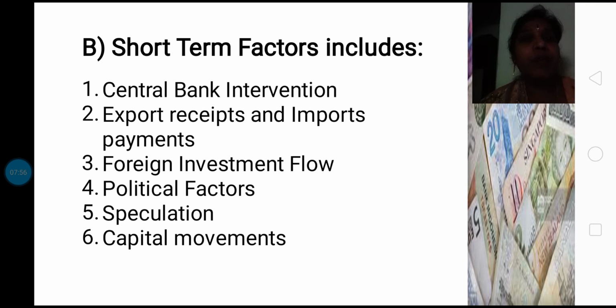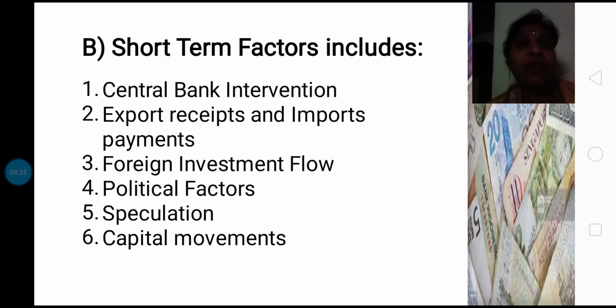The second depends upon export receipts and import payments. If exports are more than imports, definitely the value of the currency will increase because there is a favorable balance of payment. Where the country is receiving more foreign currencies, definitely that country's currency will have more value. More imports will reduce the value of the currency. Therefore, export and import will have an impact on the exchange rate.